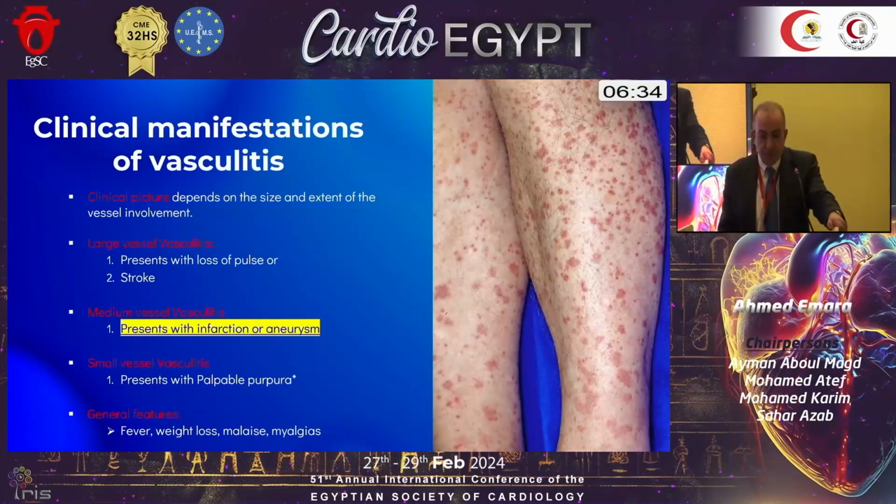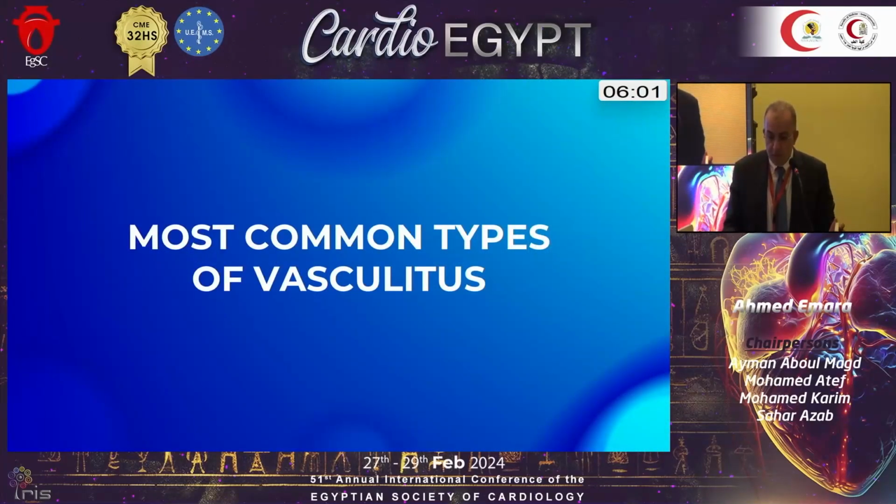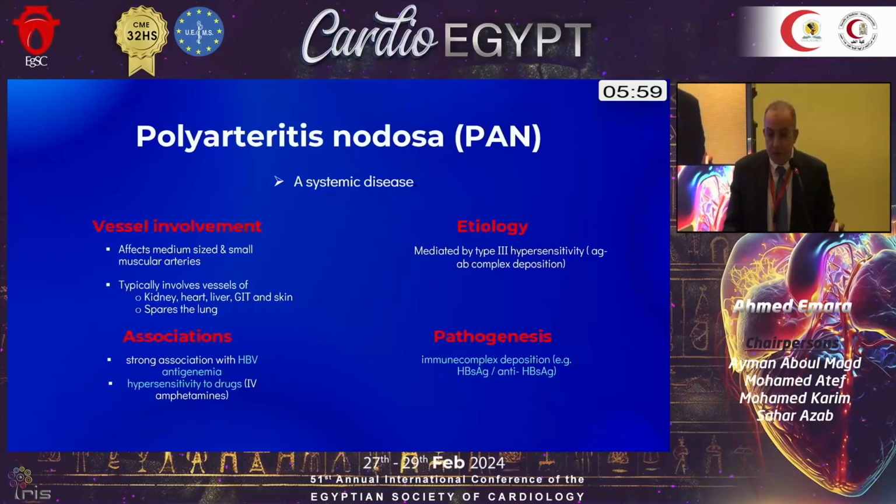Clinical manifestations of vasculitis. The clinical picture usually depends on the size and extent of the vessel involved. Large vessel vasculitis usually causes thrombosis, so the patient may present with a lost pulse or cerebral stroke. Medium vessel vasculitis affects the coronaries, so the patient may present with myocardial infarction or coronary aneurysm. Small vessel vasculitis affects the small vessels and the capillaries, so the patient may present with purpura. General features associated with various types of vasculitis are fever, weight loss, malaise, and myalgia. The most common type of vasculitis is polyarteritis nodosa.